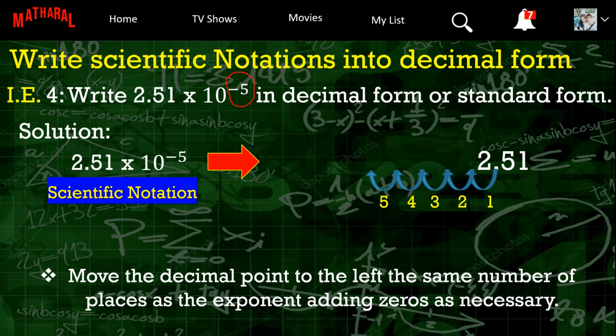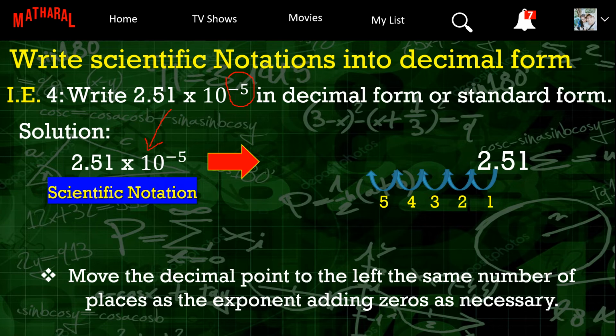Ayan po. So, to process the solution, let's have the guide. It says here, move the decimal point to the left the same number of places as the exponent, adding zeros as necessary. So, kung kanina doon sa example number 3 natin, nagmula tayo sa kaliwa papunta sa kanan, ngayon naman magsisimula tayo kanan papuntang kaliwa from the decimal point. So, we're going to recopy this one. 2.51 times 10 raised to negative 5 power in scientific notation.